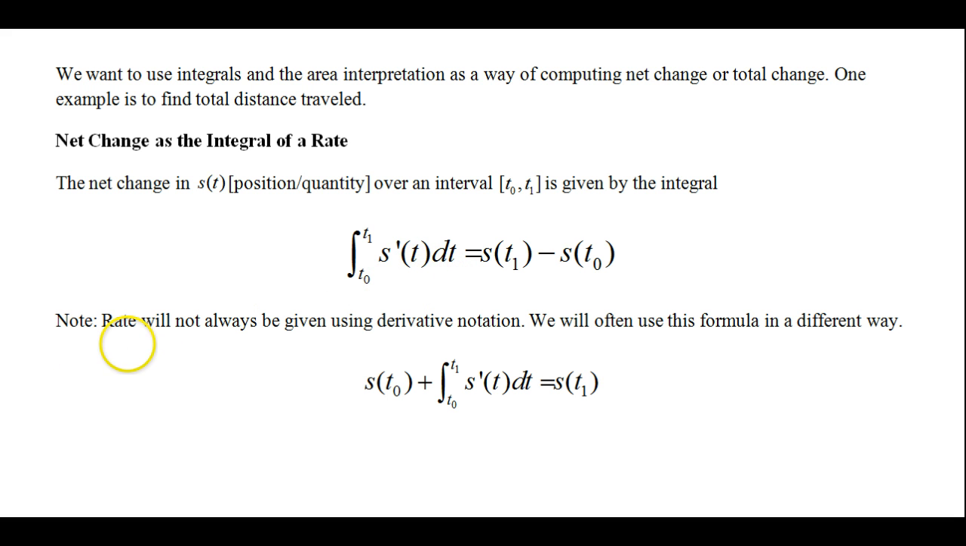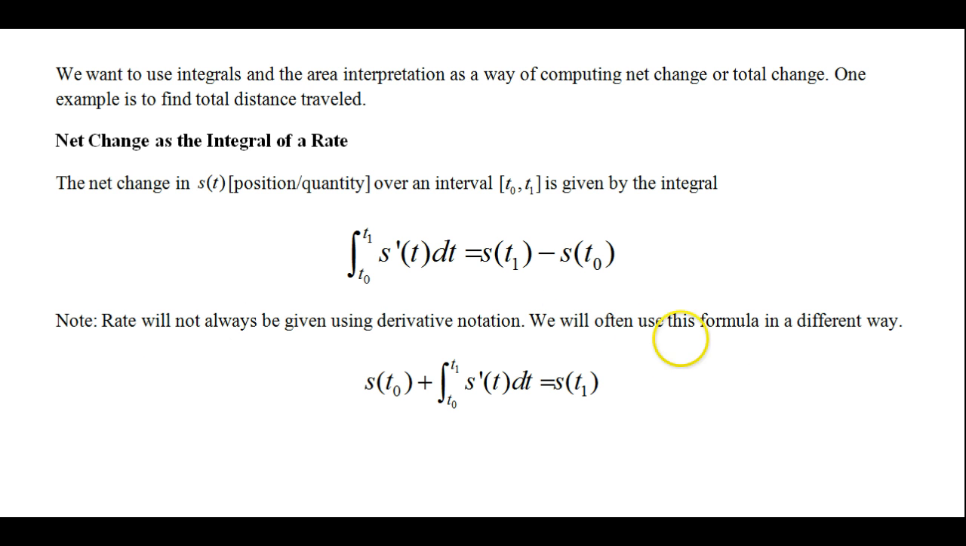The first note is that rate will not always be given using derivative notation. So a problem may not come right out and say the rate of change is given by f prime of t, or they may not use that prime notation. They may not even use the dy dx notation, but they will tell you in words that you've been given a rate of change. So the car has traveled at a rate of 5 feet per second. So by now you should be able to recognize a rate that's been given as a unit of distance over a time.